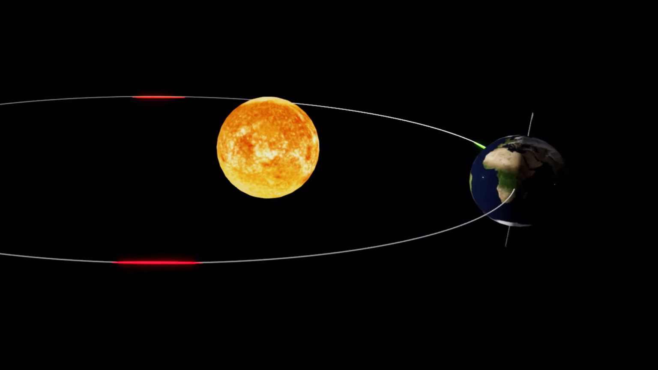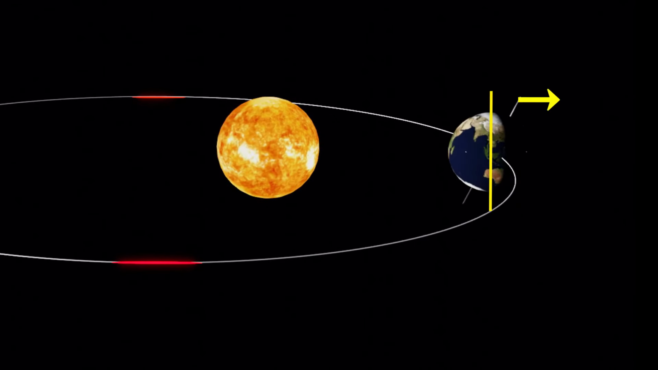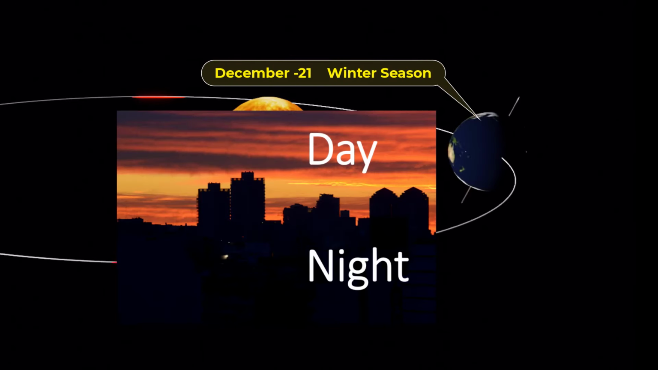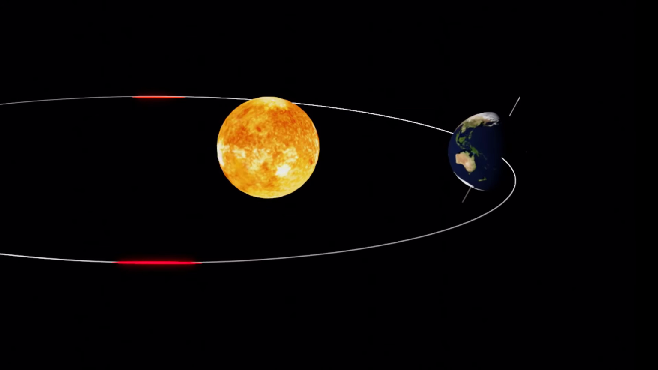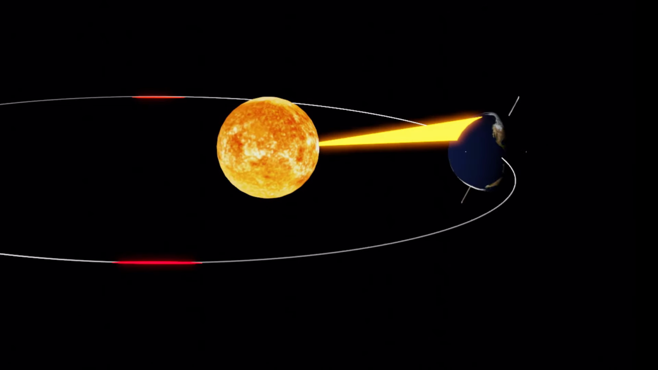Finally, as the Earth reaches its closest point to the Sun, the northern hemisphere is tilted away from the Sun, resulting in the winter season. This is the time when the days are the shortest and the nights are the longest. The northern hemisphere receives the minimum amount of light during this time.